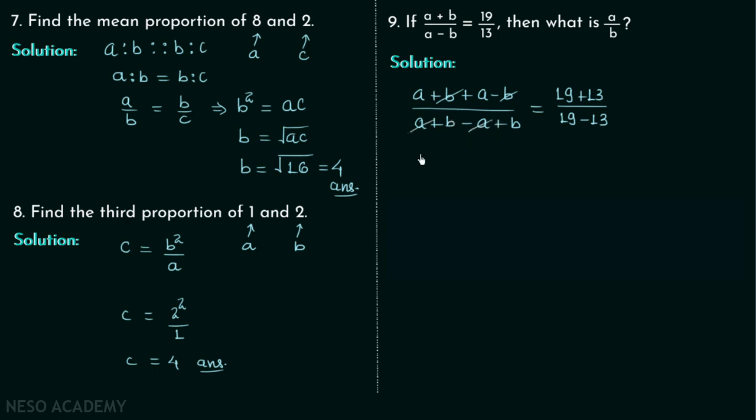So on the left hand side we will have a plus a in the numerator and we will have b plus b in the denominator. And on the right hand side we will have 32. 19 plus 13 is 32 and 19 minus 13 is 6. From here we will have a over b equal to 16 divided by 3. This is our answer. So in this way we are done with our 9th problem.